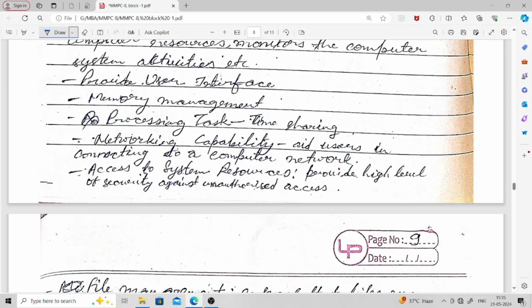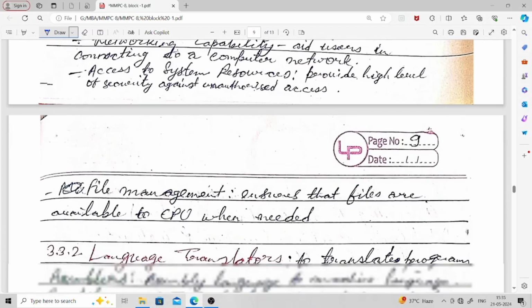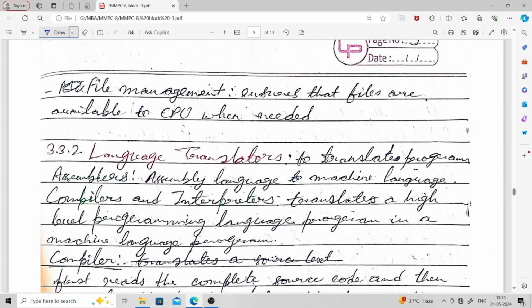Okay, because whatever password you provide to your computer system is stored by your operating system. If you uninstall your operating system, then that password goes away. It means the system security depends on your operating system. Then you have file management. The operating system also ensures that files are available to your CPU when needed. So whenever your CPU needs any kind of file, it is provided by your operating system.